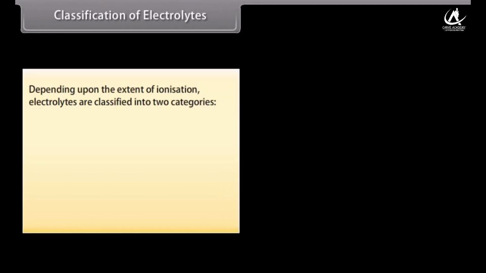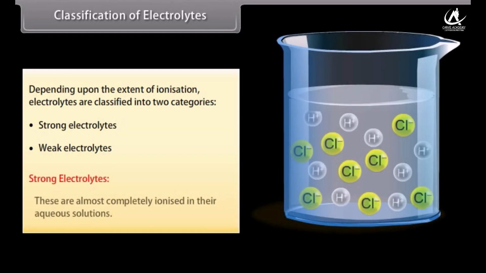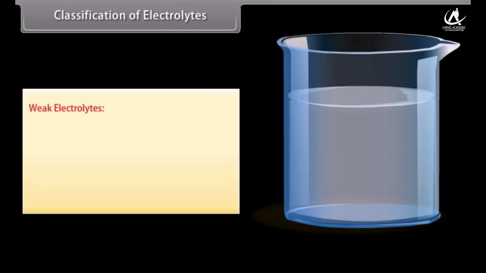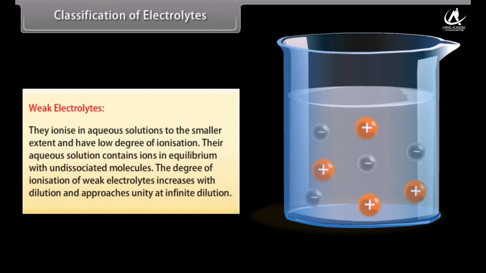Classification of electrolytes. Depending upon the extent of ionization, electrolytes are classified into two categories: strong electrolytes and weak electrolytes. Strong electrolytes. These are almost completely ionized in their aqueous solutions, for example, HCl, NaOH, and KCl. Weak electrolytes. They ionize in aqueous solutions to a smaller extent and have low degree of ionization. Their aqueous solution contains ions in equilibrium with undissociated molecules.